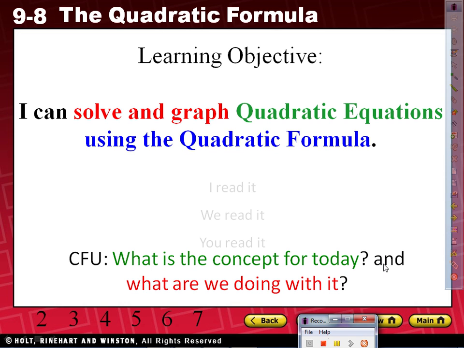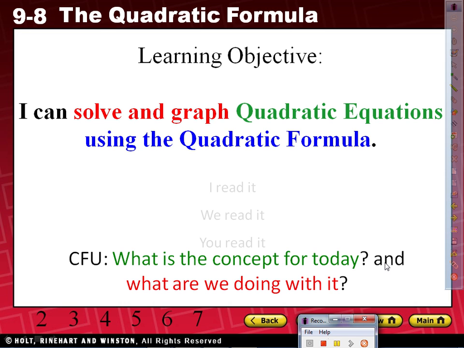Our objective for today: I can solve and graph quadratic equations using the quadratic formula. Let's read it together. 1, 2, 3. I can solve and graph quadratic equations using the quadratic formula. So today, we're going to approach solving quadratic equations in a different way.